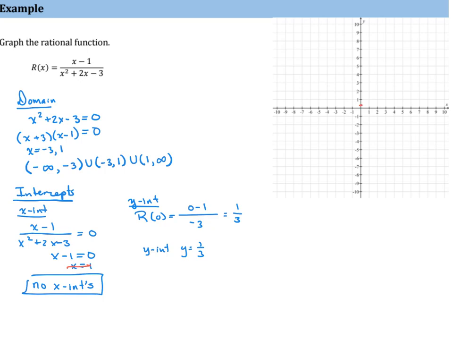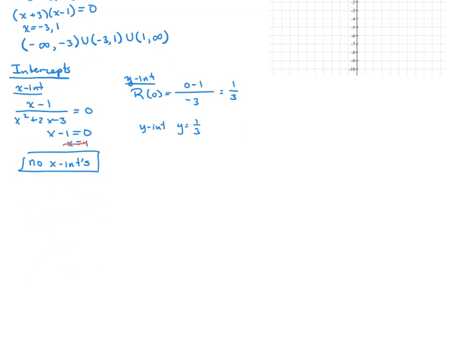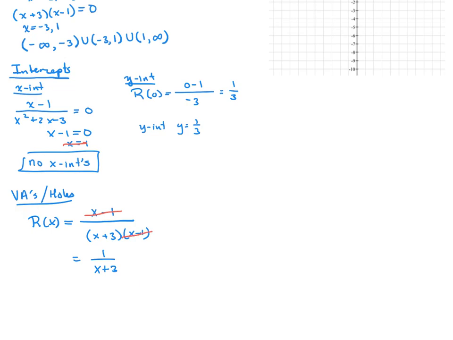Now let's look for any vertical asymptotes and any holes. To do that, we take r of x and we factor, which we've already done, the denominator. The numerator cannot be factored. So we obtain 1 over x plus 3 because we can cancel the x minus 1s. Now x minus 1 only cancels as long as it's not 0. So we can only cancel it as long as x doesn't equal 1.